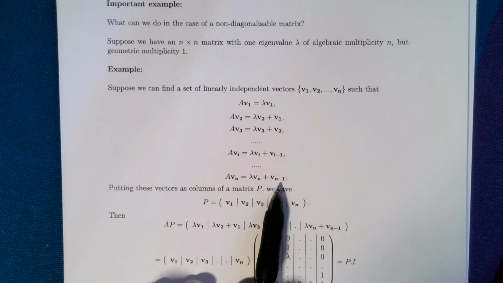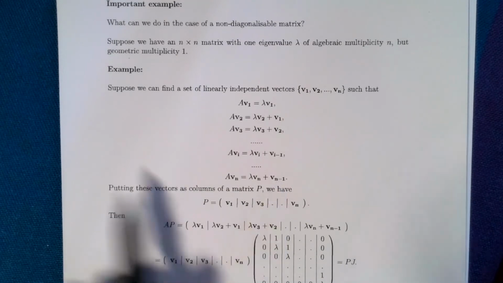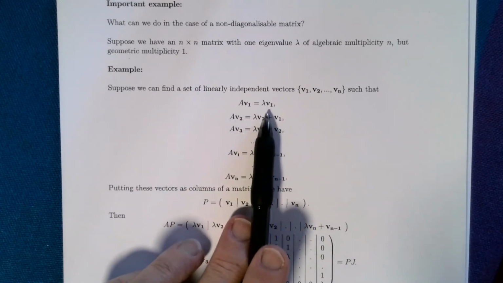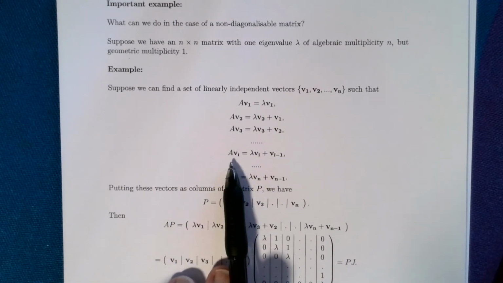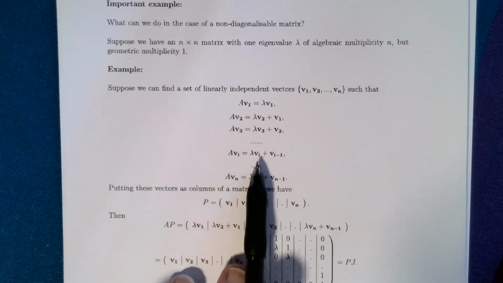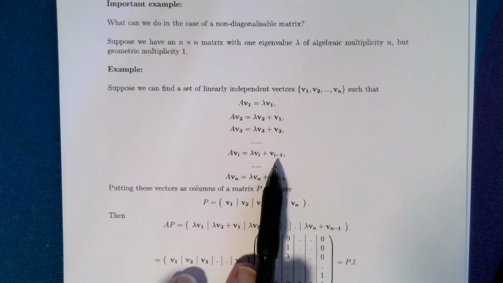I'm not telling you how to get these at the moment, we're just saying suppose we can find this set of vectors v1 up to vn. v1 is an eigenvector, and all of the other v's satisfy this condition: you multiply by A, you get back lambda times the vector you started with plus the previous vector in the list.